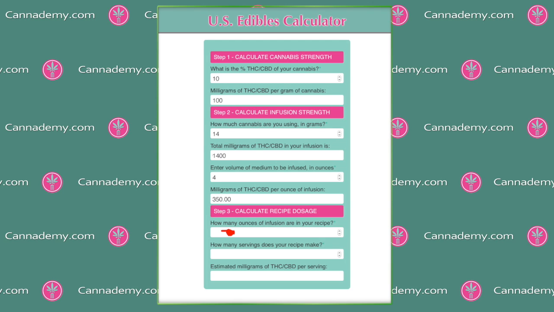This brings us to step 3, calculating dosage per serving or per application. Let's say your recipe or formula asks for 2 ounces of infusion. You enter a 2 here. Next, the calculator asks for how many servings your recipe makes, or how many applications it makes in the case of a topical product. For this example, let's say your recipe or formula makes 16 edibles or applications, so we enter a 16 here. And voila! Your calculation is complete, and your edibles or topicals will have about 44 milligrams of THC or CBD per serving or application.